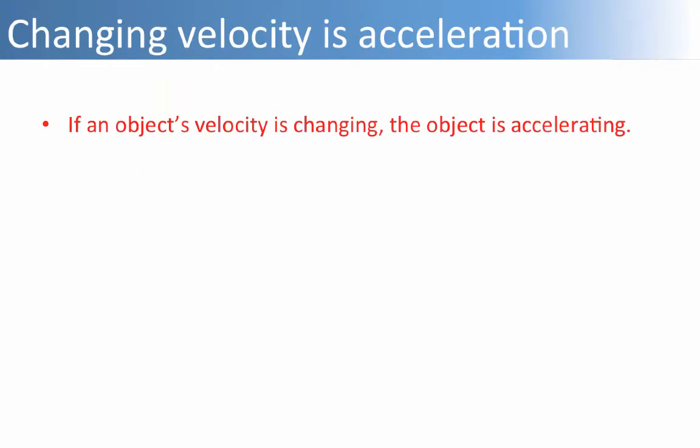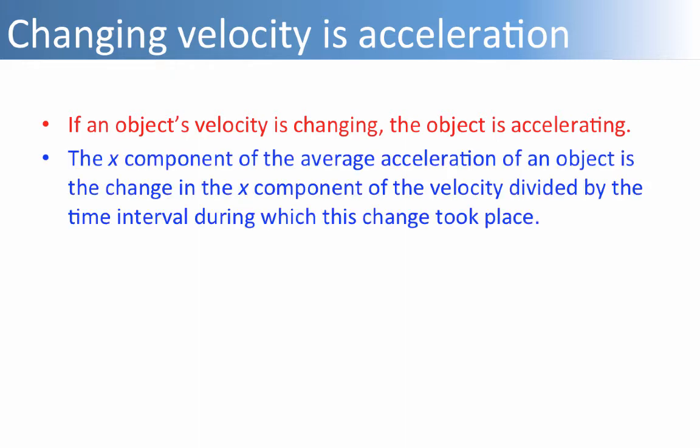Right, so let's move on to changing velocity. So far we've been working with constant velocity. When we have changing velocity, we now have acceleration. In other words, if an object's velocity is changing, the object is accelerating. We discussed the x component of the average acceleration of an object as the change in the x component of the velocity divided by the time interval during which this change took place.